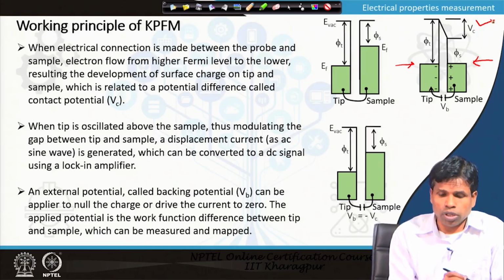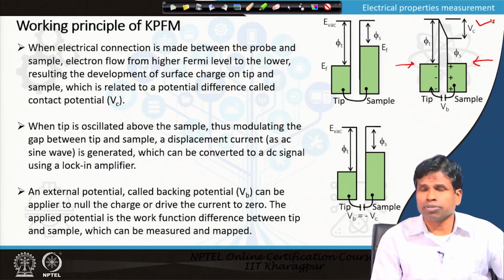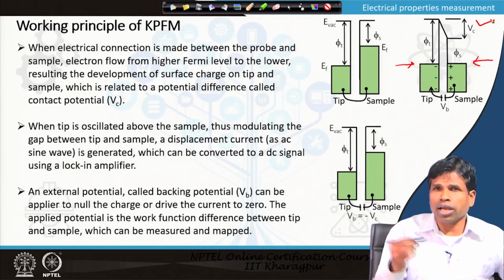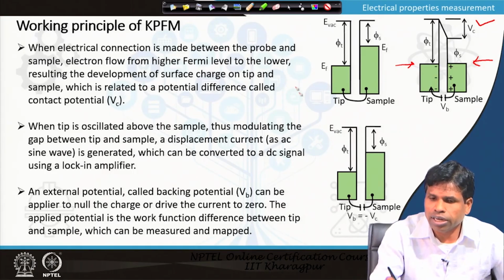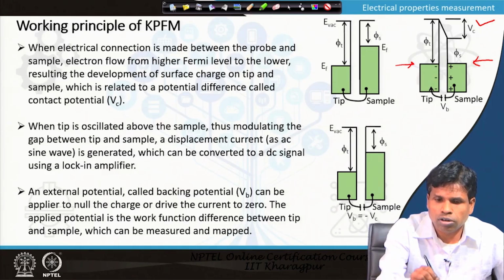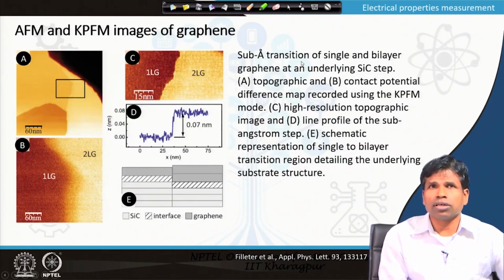If we know the work function of the tip, then we can measure the work function of the sample, because work function is the difference between the Fermi level and the vacuum level. So, in this way the work function and the surface potential of the sample can be measured. An example is being shown here.